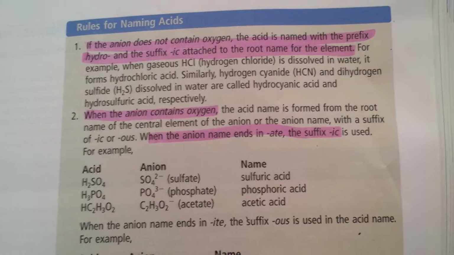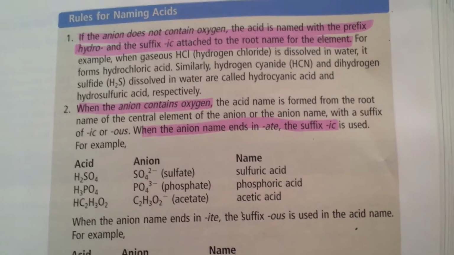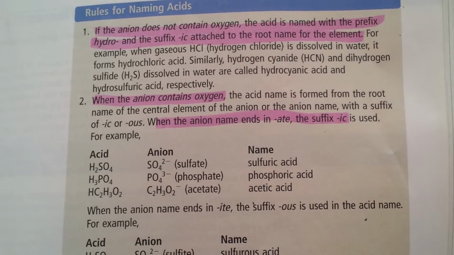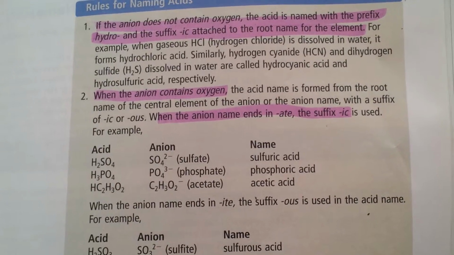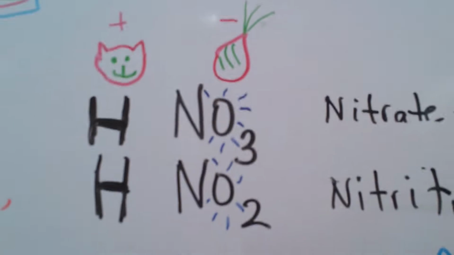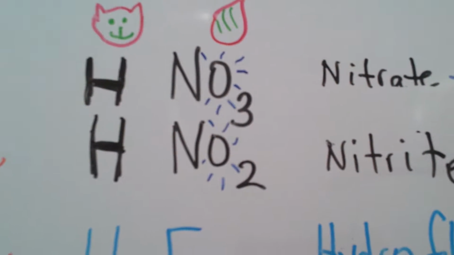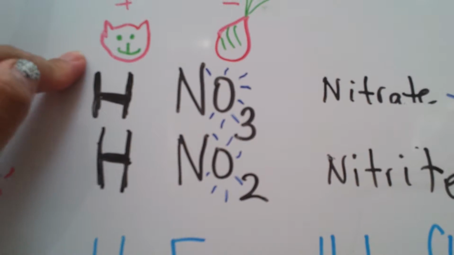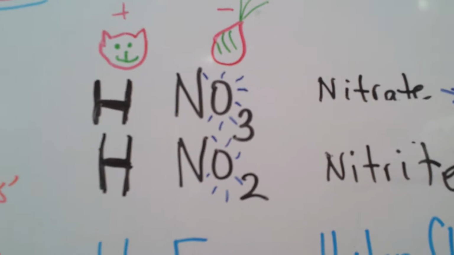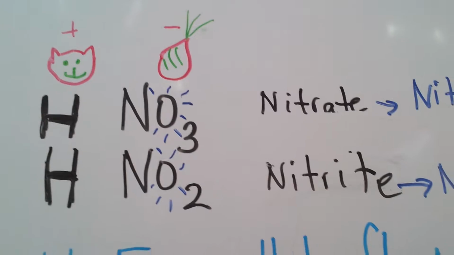When the anion contains oxygen, it's a little bit different. Pretty straightforward. I mean, we take the acid name from the root name of the central element. So I'm going to go up here. We have our hydrogen and our nitrate. We know this is the cation. This is the anion, and it does in fact contain oxygen. So we have NO3 and NO2, nitrate and nitrite.